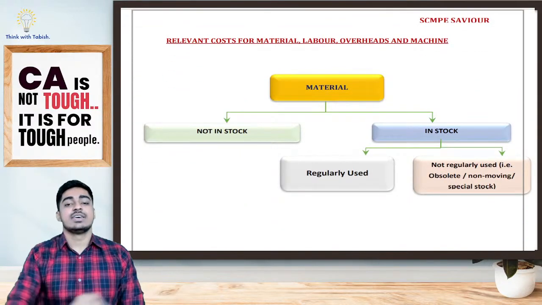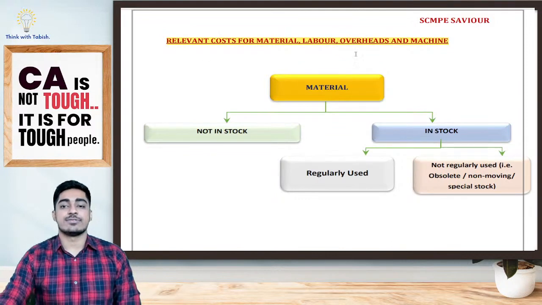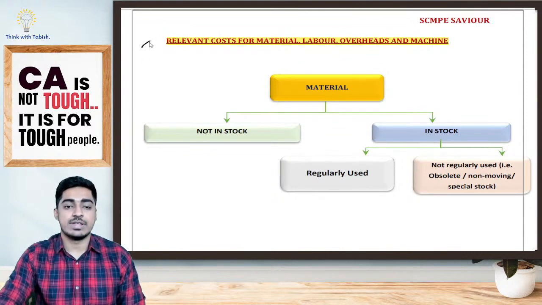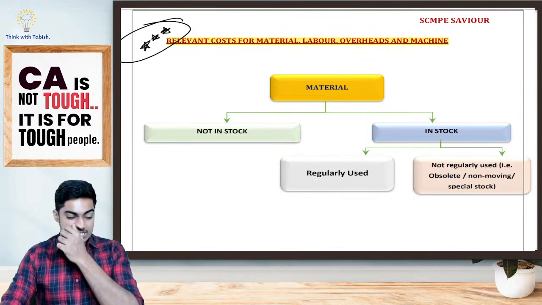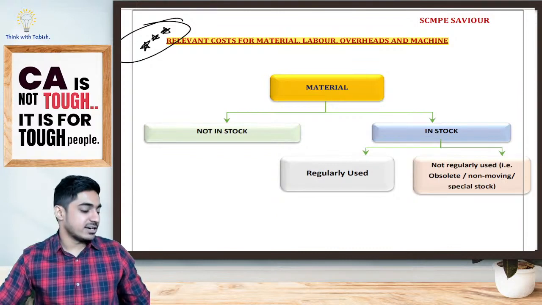Now, based on this, we have relevant cost for material, for labor, for overheads, and for machine. Very important, very, very important. Yes, based on this, we have 4 to 5 questions previously asked in the examinations as well. Let us try to understand it logically with the help of an example.